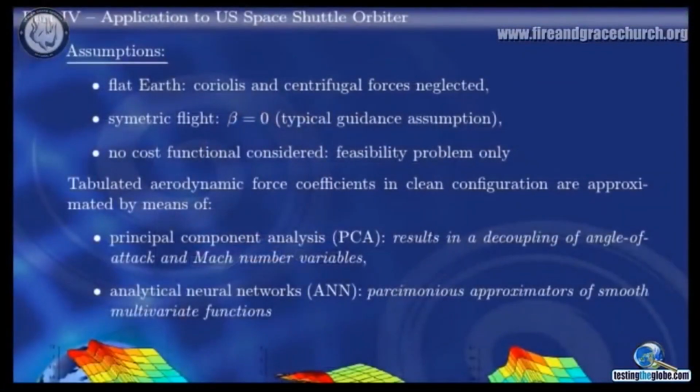Shall we keep going? Notice this, assumptions, meaning things we assume are true. Flat Earth, Coriolis and centrifugal forces neglected. Here's a doctoral candidate who graduated, got his PhD, becomes a speaker to the European Control Council, and he's telling them it's a flat Earth. We ignore Coriolis, meaning the spin of the Earth. It's completely ignored.